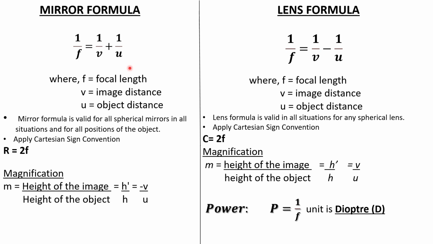The magnification is the height of the image divided by the height of the object. But in the case of the mirror, the equation will be minus v by u, and in the case of the lenses, it will be just v by u. And in lens, we also have the formula to find the power of the lens, and power is 1 divided by the focal length of the lens. The unit of power is diopters. In diopters, the focal length should always be in meters.